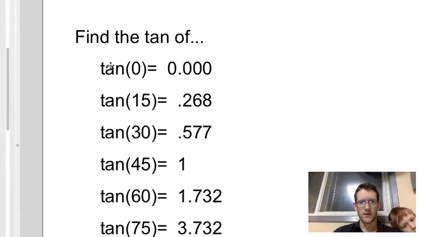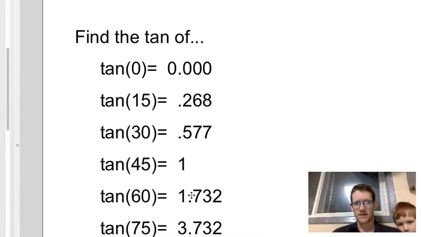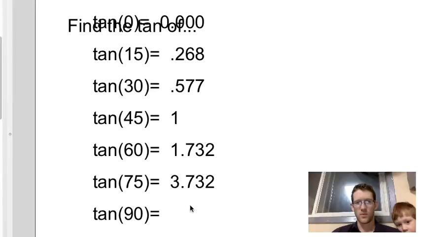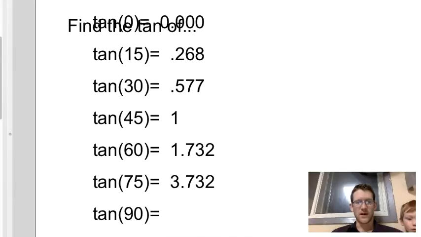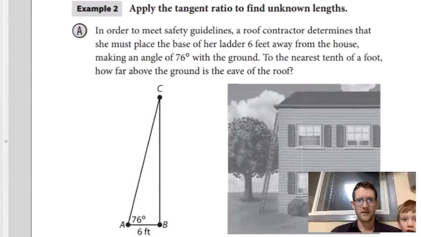So the tangent of 45 degrees is 1, and then we start getting into real big numbers. The tangent of 60 is 1.732, 75 is 3.732, and then what happens when tangent of 90? Whoa. Well, make sure you get this value. Make sure you write this down. See what type of big number that is. We'll talk about it later. Okay, that's another example.